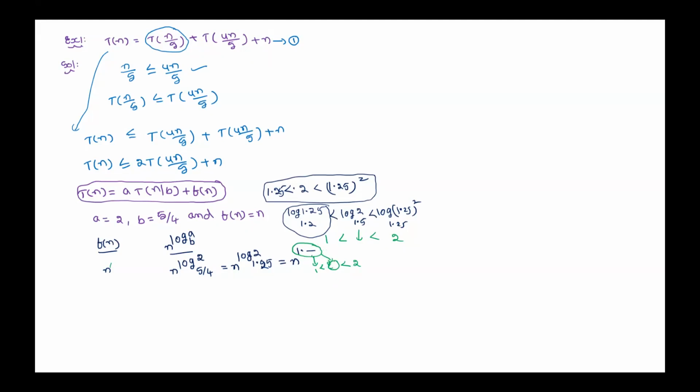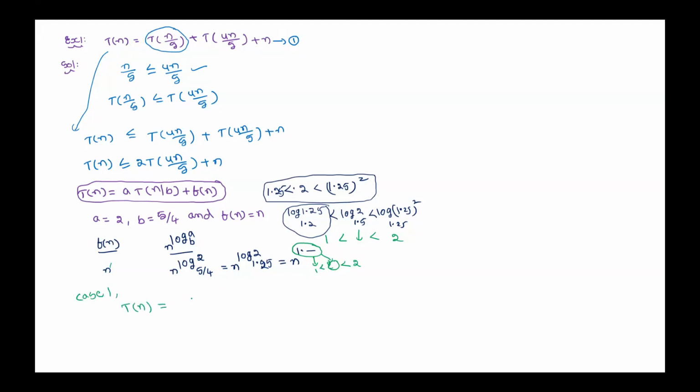Which has higher order of growth? Sir, n power log a base b has more order of growth, sir. More order of growth. Okay. So now which case is applicable? First case, sir. Okay. So f of n can be written as, by case 1 of master theorem, what is t of n?